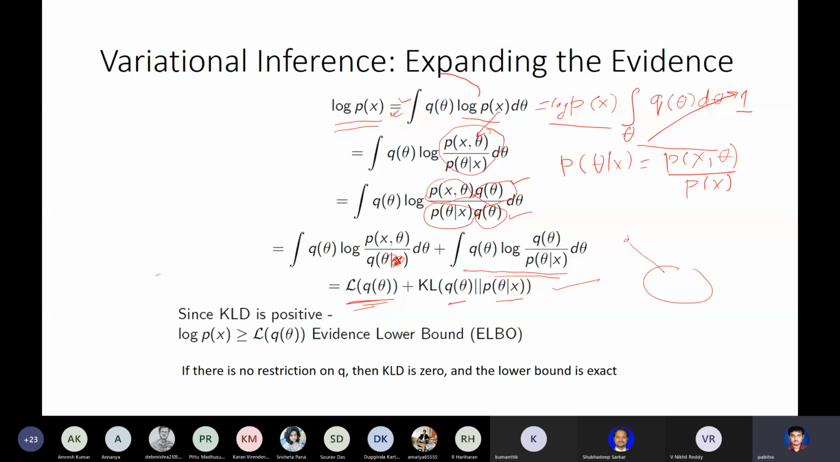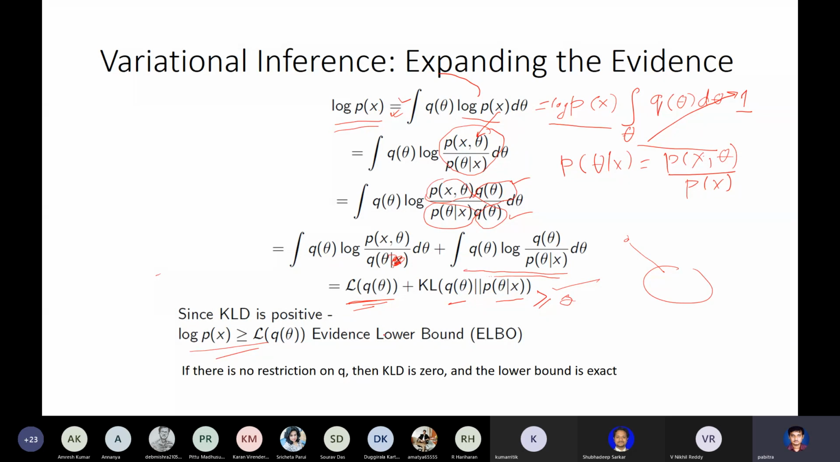Okay, so log of p(x) will always be greater than or equal to this lower bound, because the second term is always greater than or equal to 0. This script L is called the evidence lower bound, or ELBO. It's a lower bound on the evidence p(x).